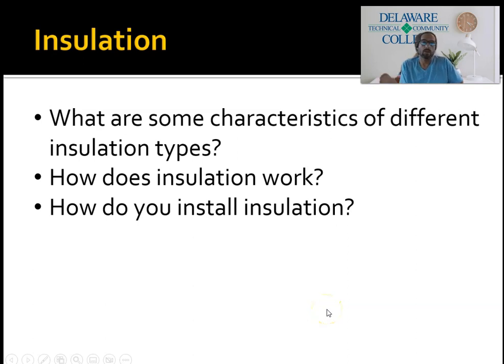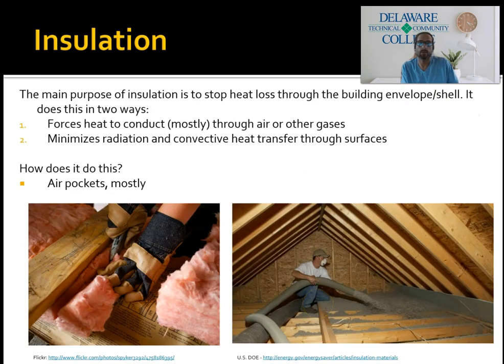Okay, so in this discussion, I'm going to go over some basic types of insulation, how they work, and how they are installed or used. So insulation, again, this is a review. The main goal of insulation is to stop heat flow, or to prevent or slow down heat flow. And it does this mostly through prevention of conduction, but also convection and radiation.